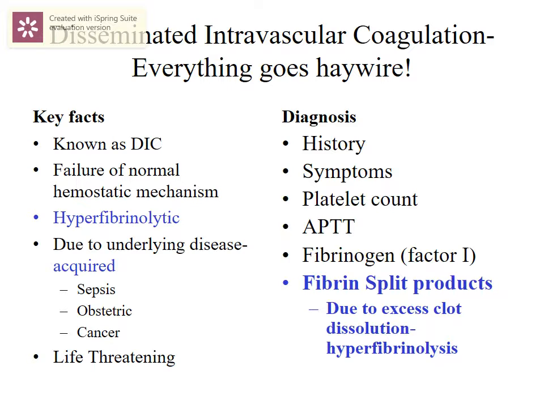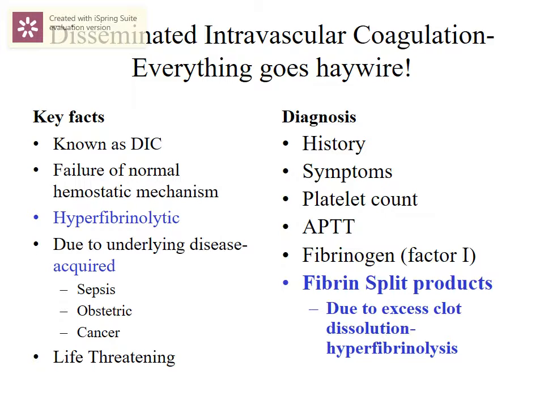How do we diagnose DIC? So history, remember it's acquired from something related to something else. Symptoms, so strange bleeding, bleeding from incisions, unusual bleeding from body cavities. The platelet count will be decreased, platelets are being used up. The APTT will be increased, coagulation factors are being used up. Fibrinogen will be decreased, a coagulation factor, it's being used up. And then we also see an increase in something called fibrin split products.